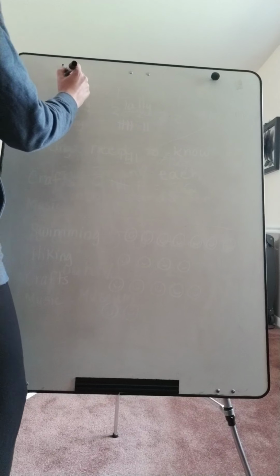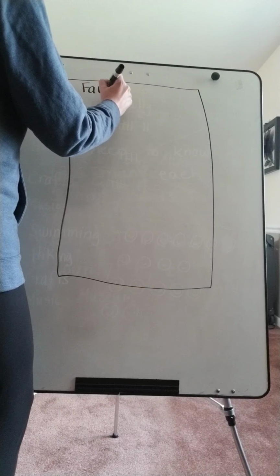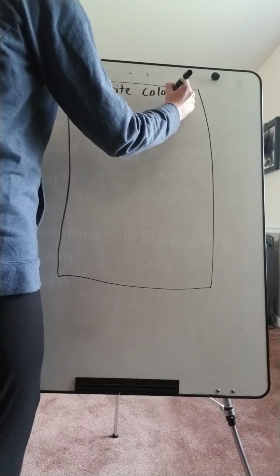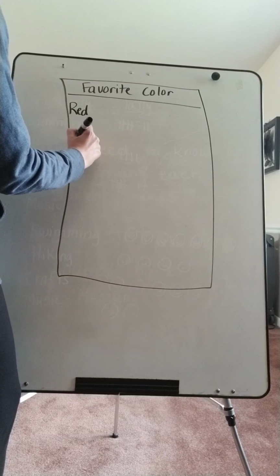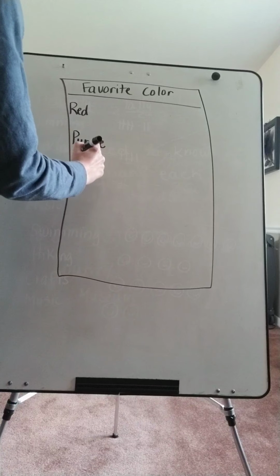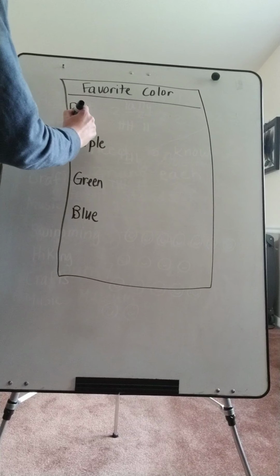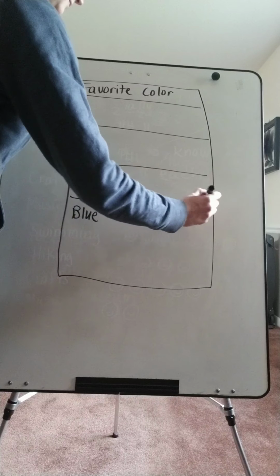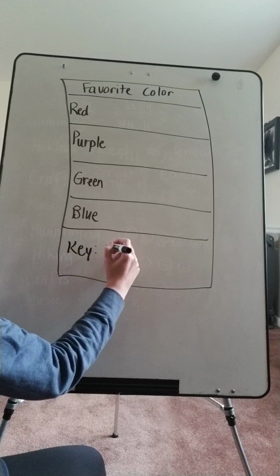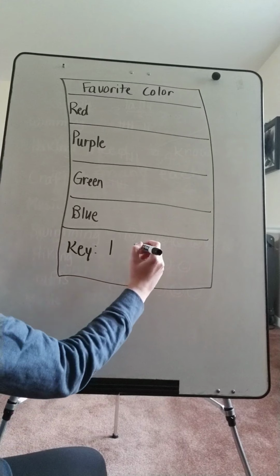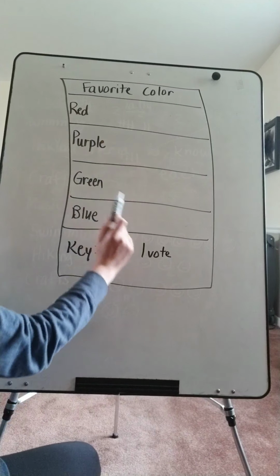Okay, so they give you your graph, favorite color. So we need to put red, purple, green, and blue. So list your colors. And then the key at the bottom says that each crayon, I'm just going to do a line, equals 1 vote. So we are going to take the information from the tally chart and fill in our graph.